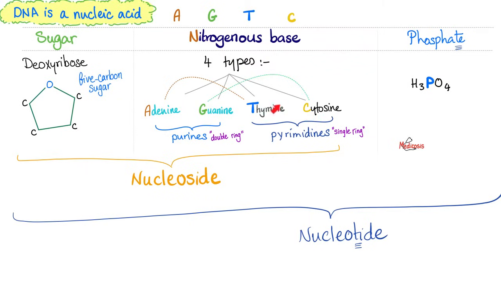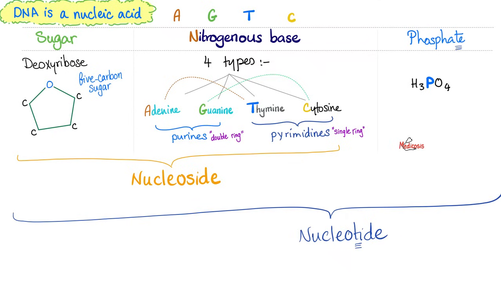Cytosine, uracil, and thymine. Okay, I understand that they are bases, but why nitrogenous? Because each one of them has nitrogen. Duh. And then we have the phosphate. Sugar plus nitrogenous base equals nucleoside. Nucleoside plus phosphate equals nucleotide.